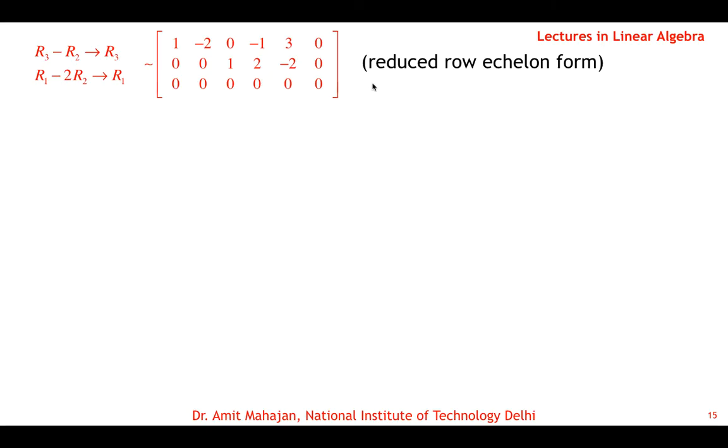Remember, Ax is equal to 0, A is 3 by 5, so x has 5 elements: x1, x2, x3, x4, x5. So x1 and x3 are basic variables, and x2, x4 and x5 are free variables. So there are two basic variables and three free variables.